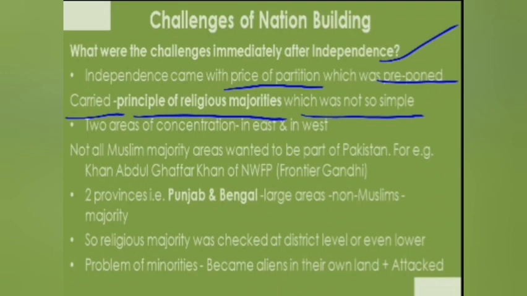For example, Khan Abdul Ghaffar Khan, also known as Frontier Gandhi, did not agree with that. Two provinces, that is Punjab and Bengal, had large non-Muslim-majority areas. So religious majority was checked at district level, or even lower. So the problem of minorities was that they became aliens in their own land and were attacked. Means this was the scenario.